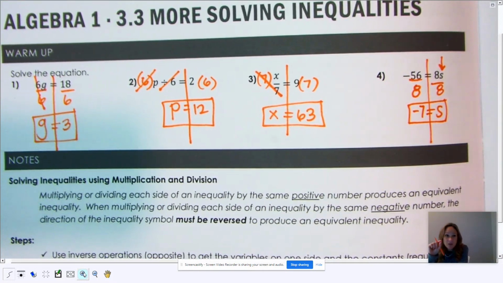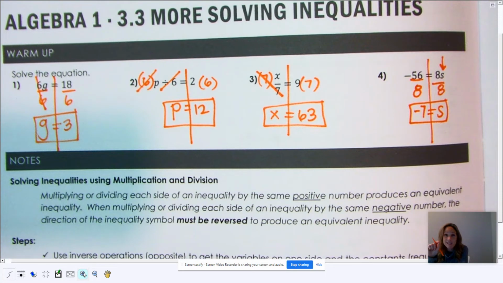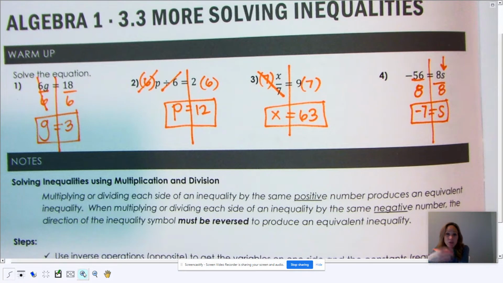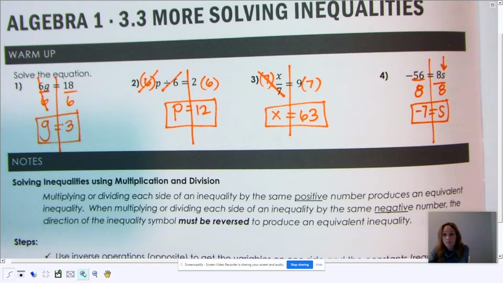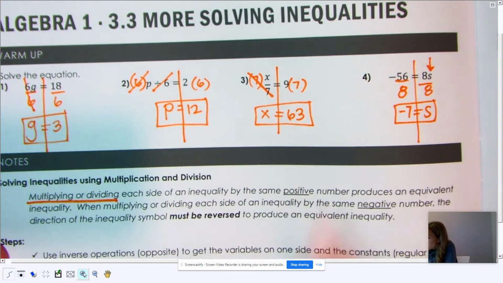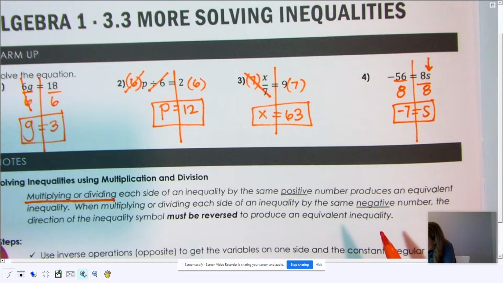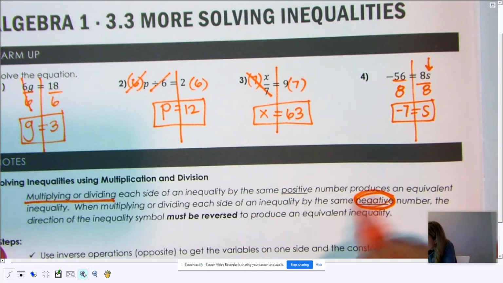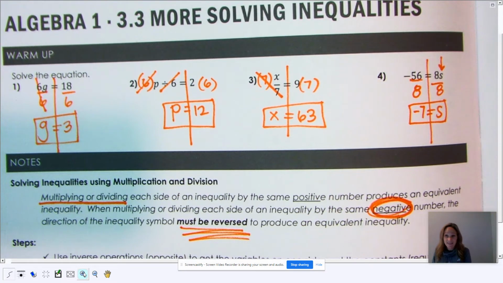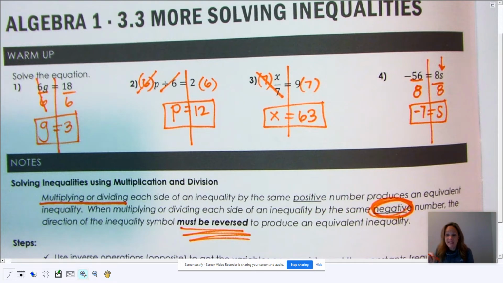Okay, so just some notes here on solving inequalities. Yesterday, or 3.2, whenever you did that, we were just doing adding and subtracting. And when you're doing that with inequalities, it's the same exact steps as if you have an equation. When we have multiplication and division, there is something that's a little bit different. Anytime we multiply or divide by a negative number, we have to flip the sign. Multiplying or dividing by a negative number makes us flip the sign because the opposite's true.